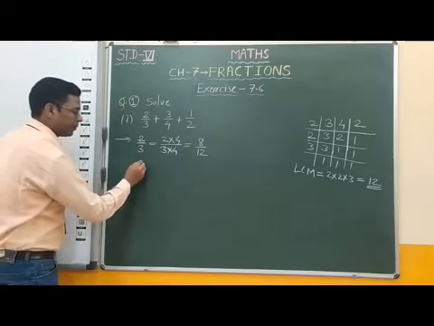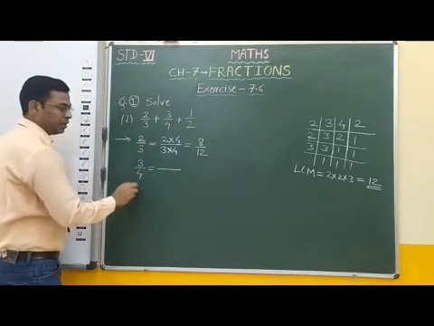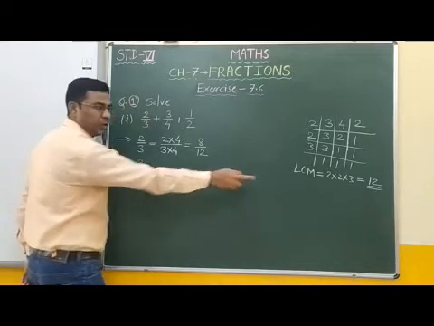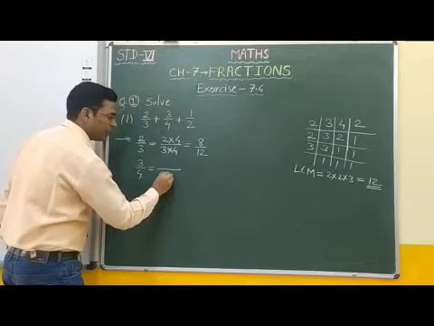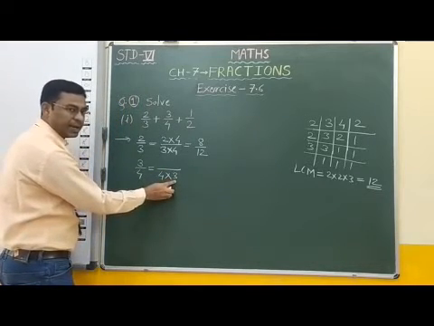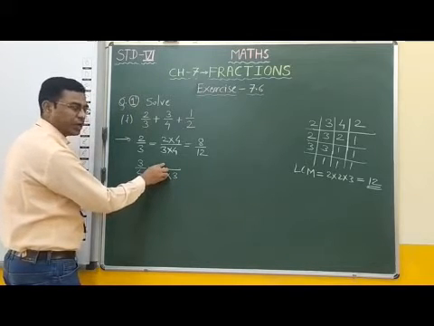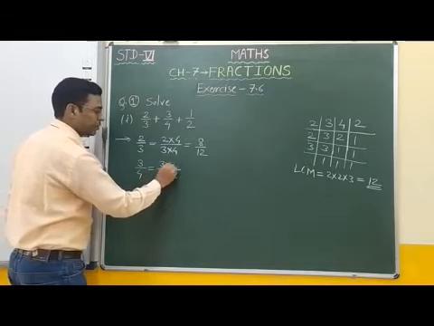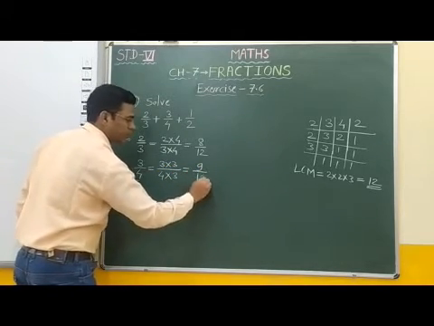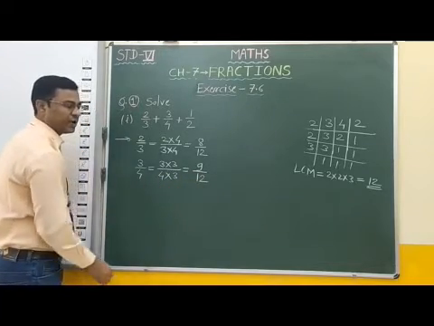Now 3 by 4. Now students, here we have to convert this denominator 4 into 12. Therefore here we have to multiply by 3. Therefore if we multiply denominator by 3, then in numerator also we have to multiply by 3. Therefore 3 3s are 9, 4 3s are 12. Now these two fractions are equivalent fractions.